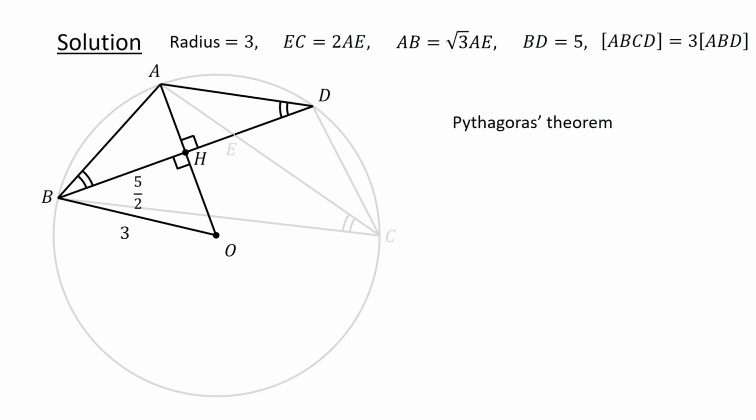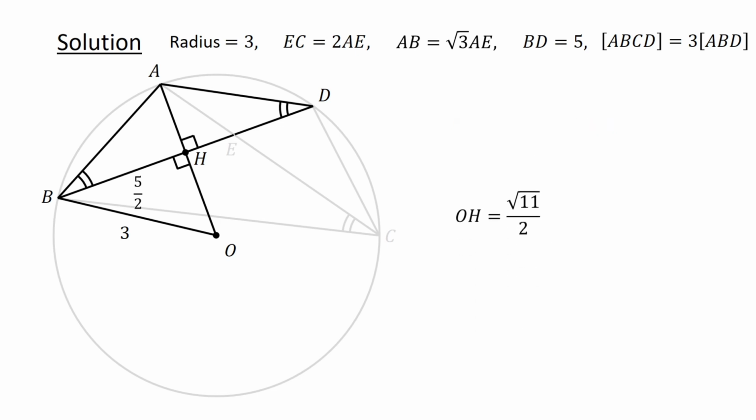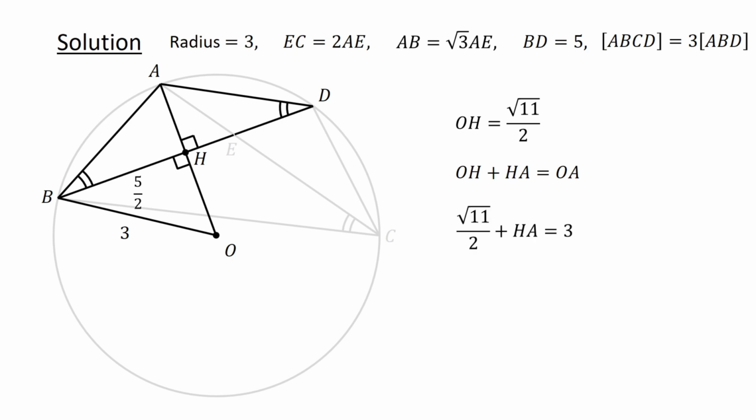Using Pythagoras theorem, we have OH squared plus (5 over 2) squared equals 3 squared, or OH squared plus 25 over 4 equals 9. Subtracting 25 over 4 from both sides of the equation, and then taking the square root, we obtain OH equals square root 11 over 2. Since OH plus HA equals OA, and OA is the radius of the circle, we have square root 11 over 2 plus HA equals 3, or HA equals 3 minus square root 11 over 2.